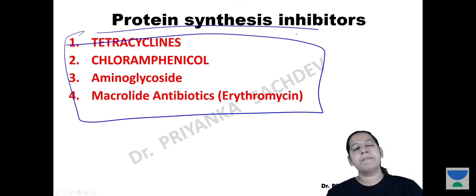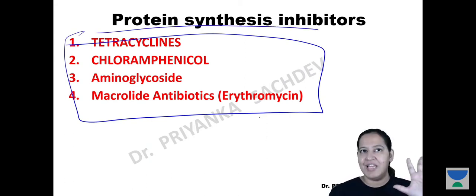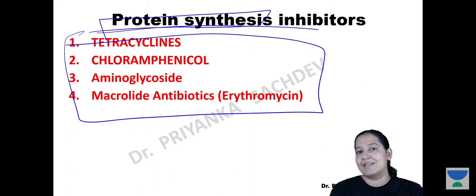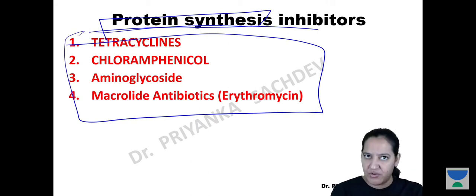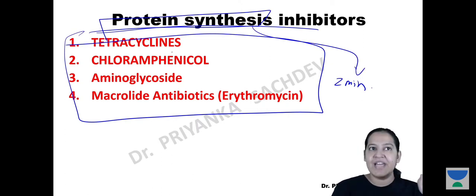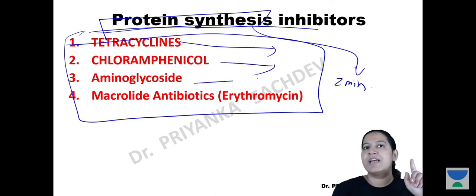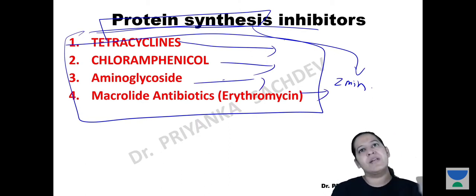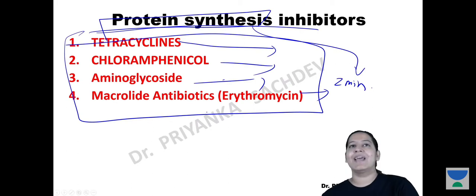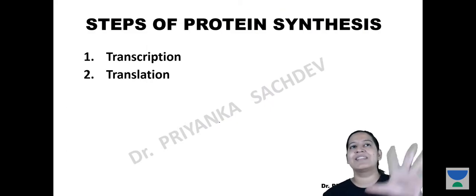So listen. Before starting protein synthesis inhibitors, you should understand how protein synthesis takes place. What are the steps in protein synthesis? You have already studied this in biochemistry, I know. But in the first 2 minutes, I will teach you the steps of protein synthesis, transcription and translation. Then I will teach you which step each of these antibiotics inhibits. All of them are protein synthesis inhibitors, but the step inhibited is different for each of them. So before understanding each of these drugs, you should understand the steps of protein synthesis.